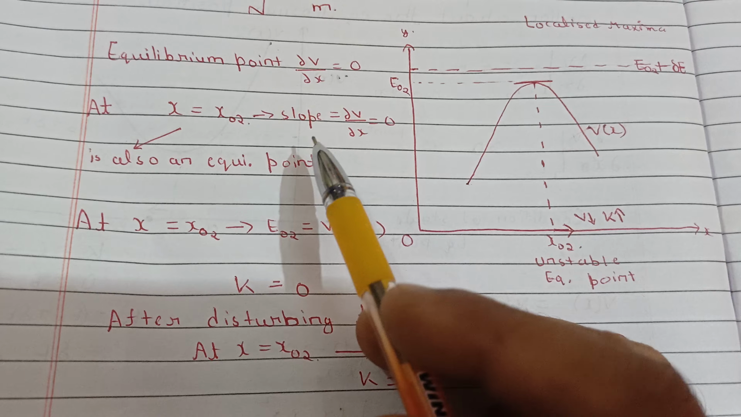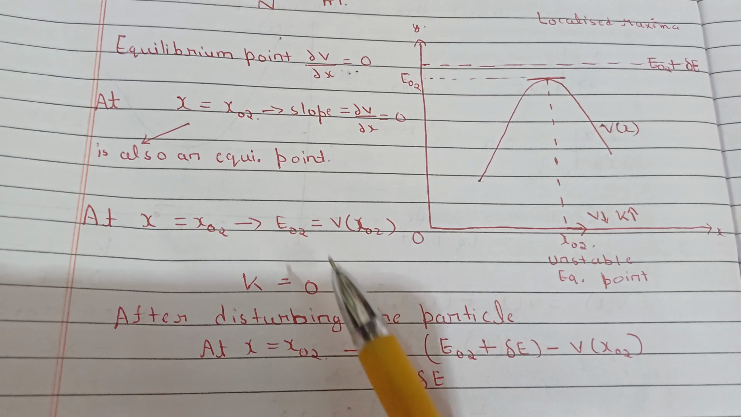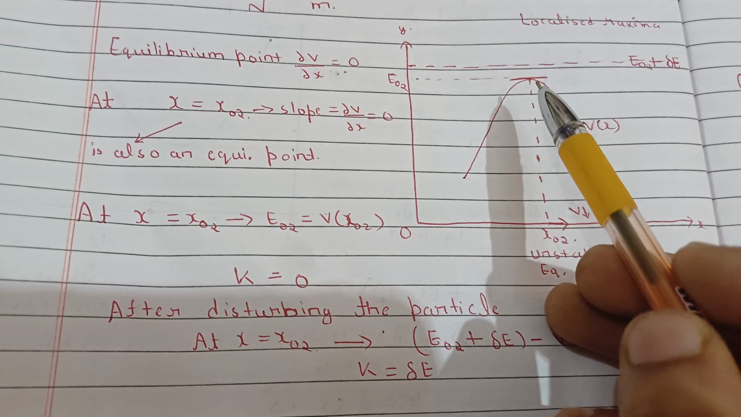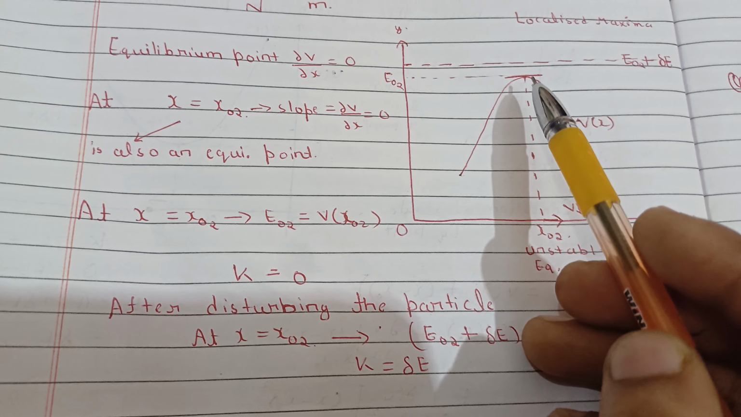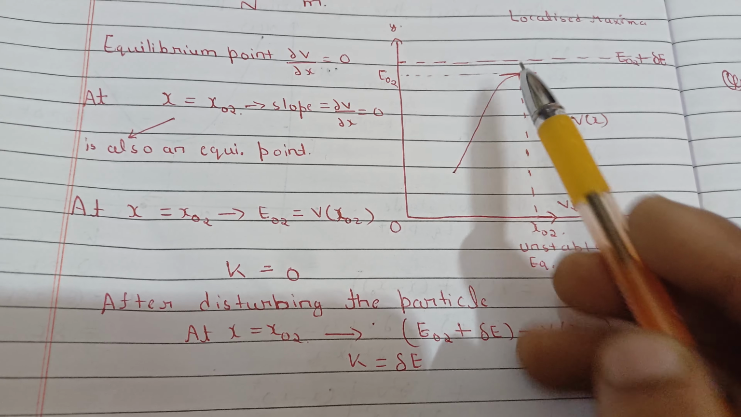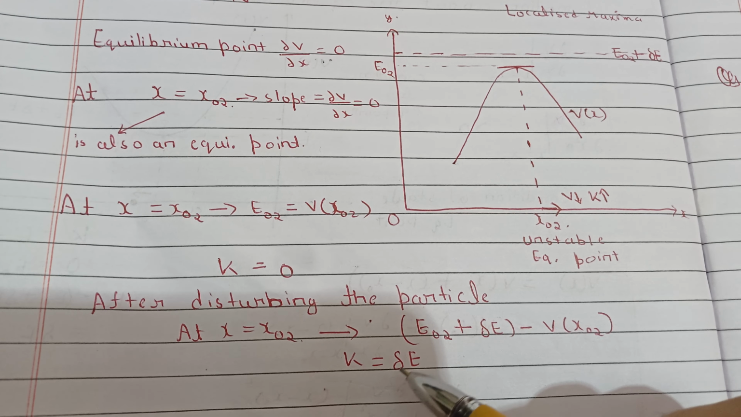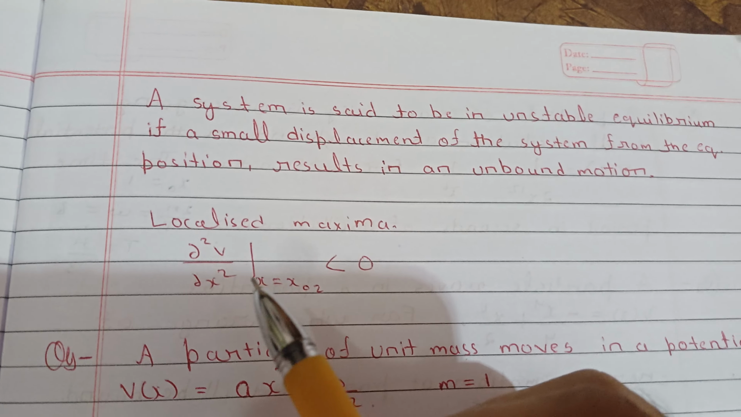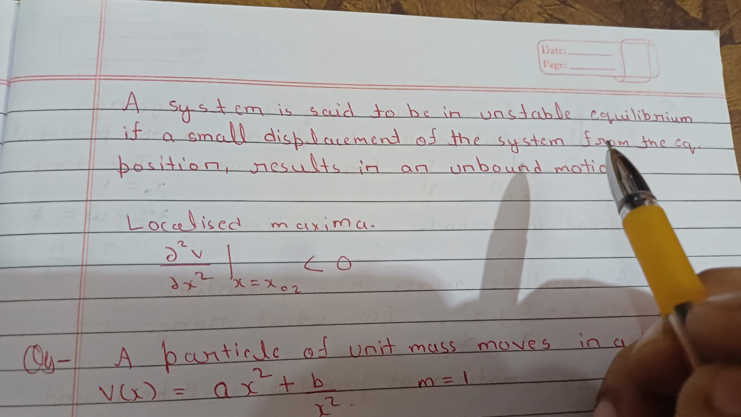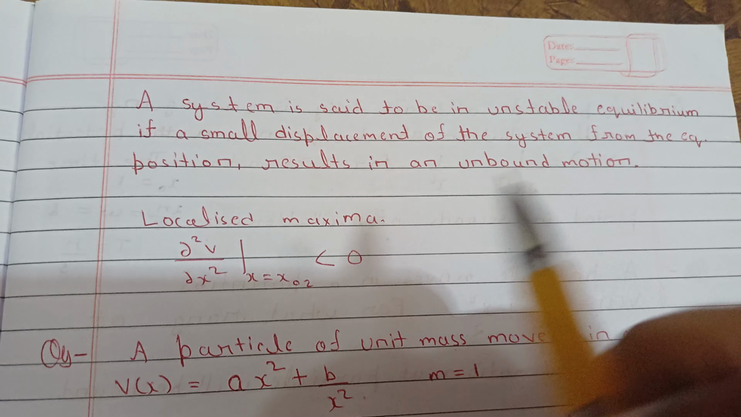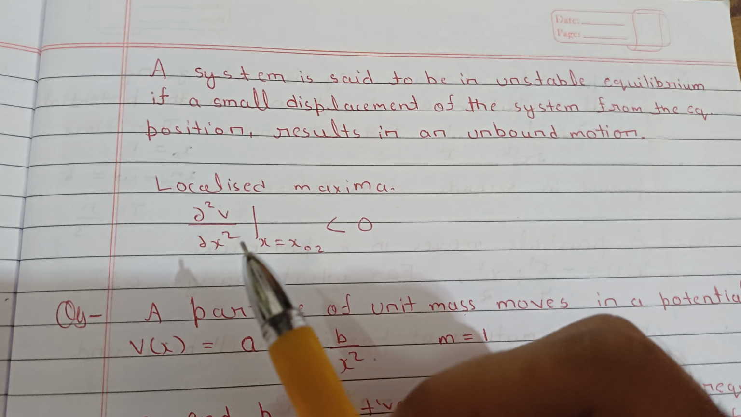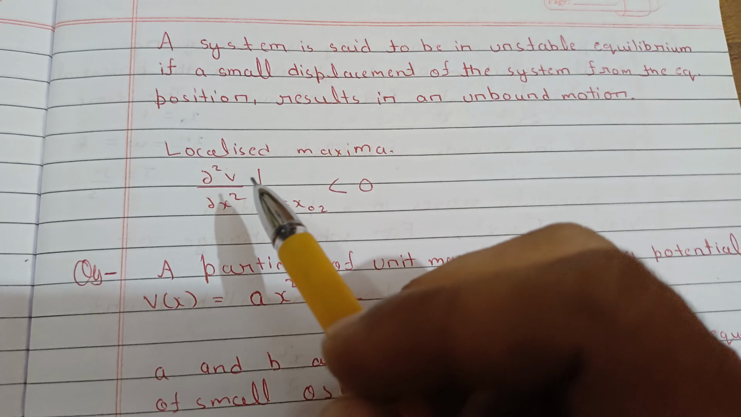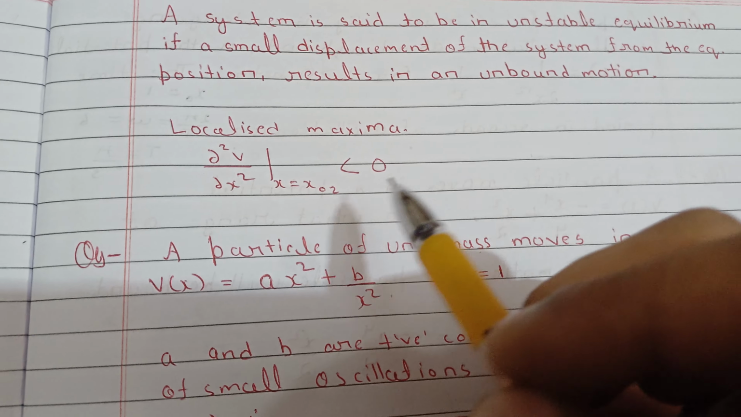At this point the slope will be 0, and the second order derivative will be less than 0. At this point kinetic energy is 0, and when you give some energy, then all the energy converts to kinetic energy, and I already told you this. A system is said to be in unstable equilibrium if a small displacement of the system from the equilibrium position results in an unbound motion. So this was the thing I told you. Also I told you about the localized maxima: this should be less than 0 at x equal to x naught.